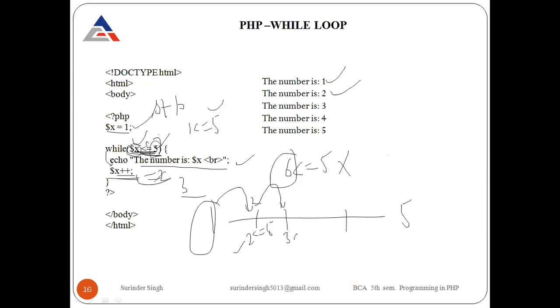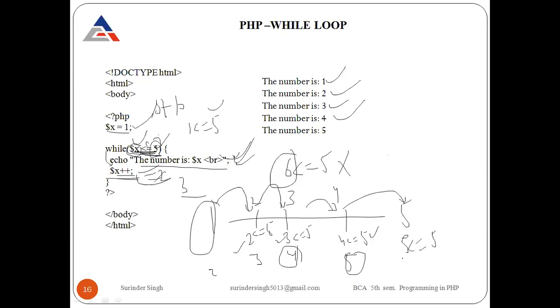Clear? Now it will check 3 is less than or equal to 5. This is the third iteration, condition is true, then it will print the value of x and increment x. Now x has value 4. After incrementing, x has value 4, then it will check 4 is less than or equal to 5, condition is true, then it will print this. This is the fourth iteration. After printing, it will increment x by 1, and now x has value 5. Then it will check if 5 is less than or equal to 5. The less than condition is wrong, but the equal to condition is true, so it will print this 5 and increment x by 1, and now x has value 6.